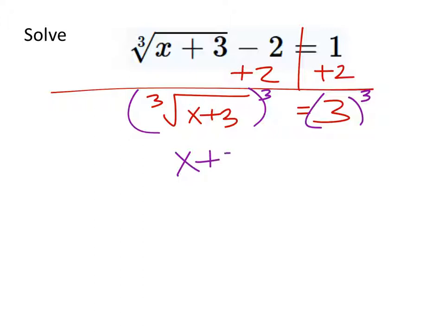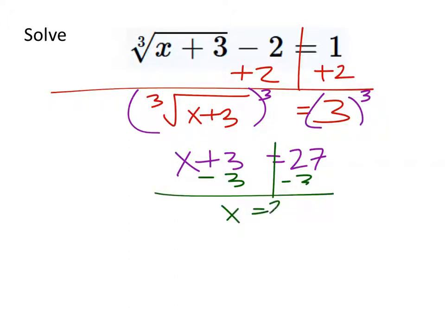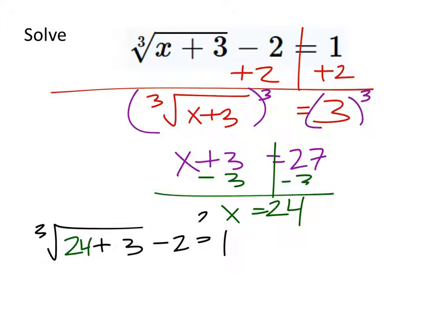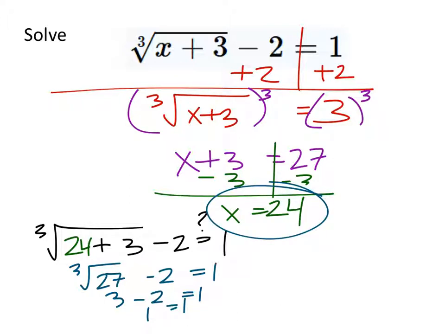And I got x plus 3 now equals 27. Minus 3 from both sides, and x is 24. So we just want to check though. So I got the cube root of 24 plus 3, and we're just going to check to make sure that's true. 24 plus 3 is 27. The cube root of 27 minus 2 should equal 1. That's 3 minus 2 equals 1. Yep, that's true. So we know x is 24.